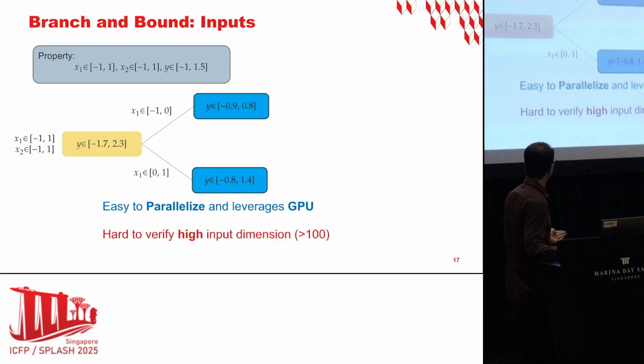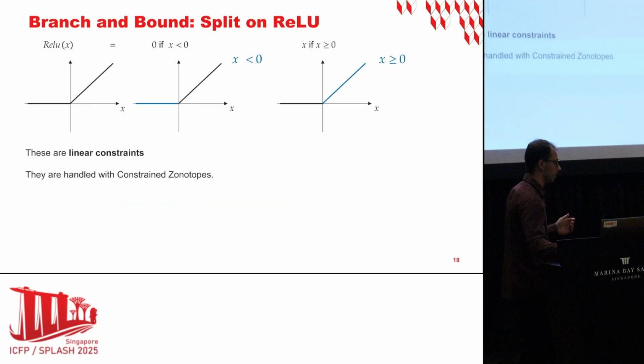You prove it. Now it's easy to parallelize, and we can leverage GPUs. But this is something that scales with the number of input dimensions. So this is hard to verify in practice for high input dimensions. So we have a second thing in PyRAT to circumvent that, which is to split on ReLUs.